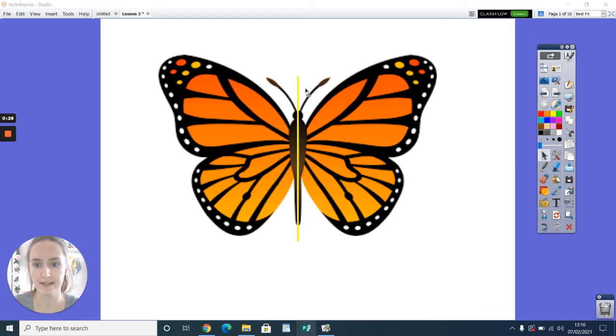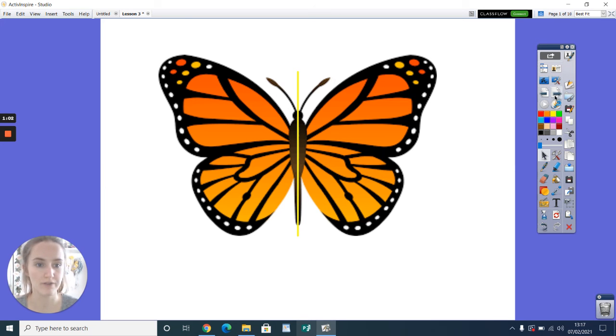So if you told your adult that the wings look the same, you would be correct. And what I have drawn down the middle, you can see this yellow line, this is called a line of symmetry. And that basically means this animal is symmetrical. And what do you think it means if it's symmetrical? That means that this side of the line is identical to this side. That means it looks the exact same as the other side. So both sides look the exact same.